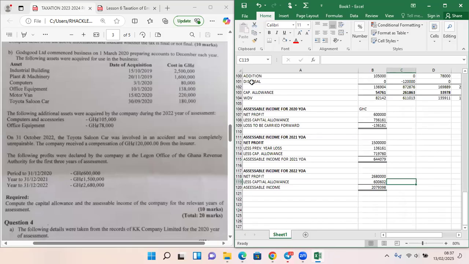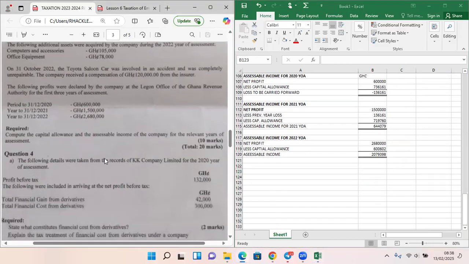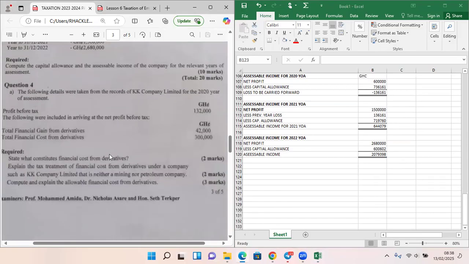When you write some small English, therefore, the allowable accessible income for the year 2020 year of assessment is zero, right? We will not have anything. So the loss to carry forward is this one. Then the next year's accessible income is 644,079. And then 2022's one is 2 million, 79,590. Then we are good to go. So let's move to question 4.